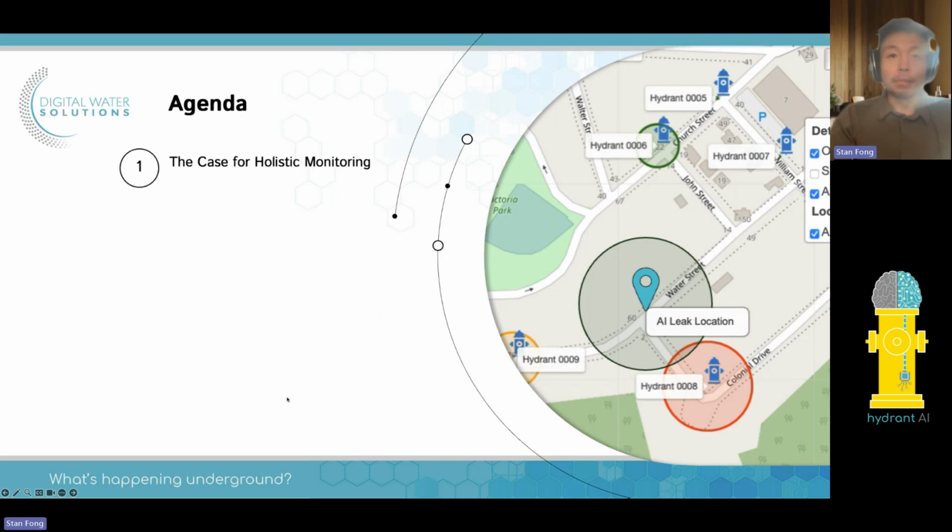So with that, we're going to keep it simple this time. Just really 4 things on the docket. The first one is just to make a case for holistic monitoring, right? What is it? Why do we need it? Why is it important? And then we'll get right into the meat of it.